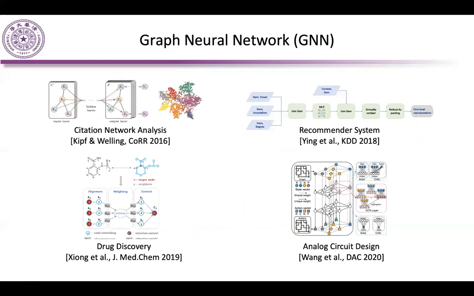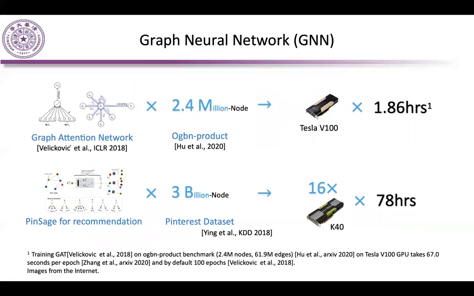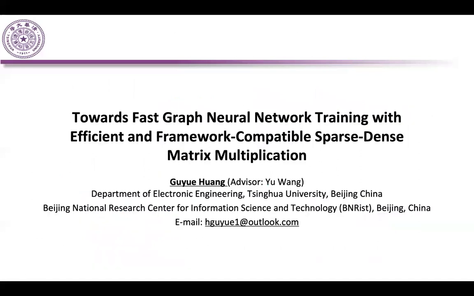Graph neural networks have wide application, but they come with a high training cost of hours and even tens of hours on GPUs. This video introduces our project on GNN training acceleration through a fast and framework-compatible sparse matrix GPU kernel. Let's start with what computation GNN involves.